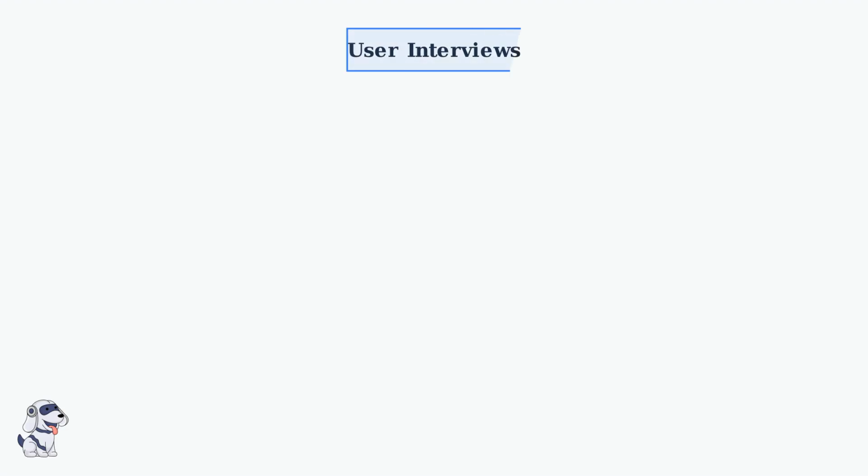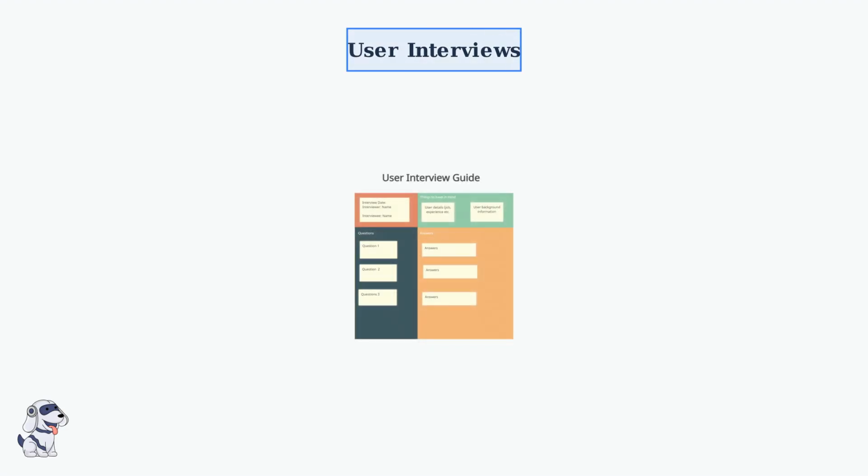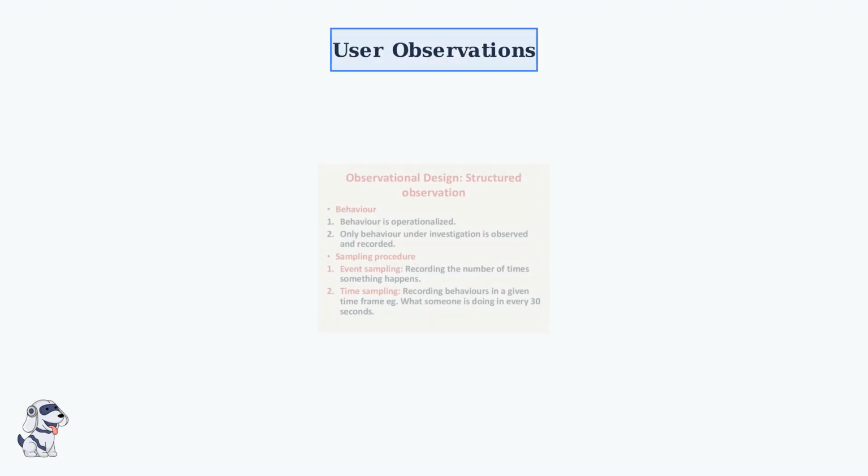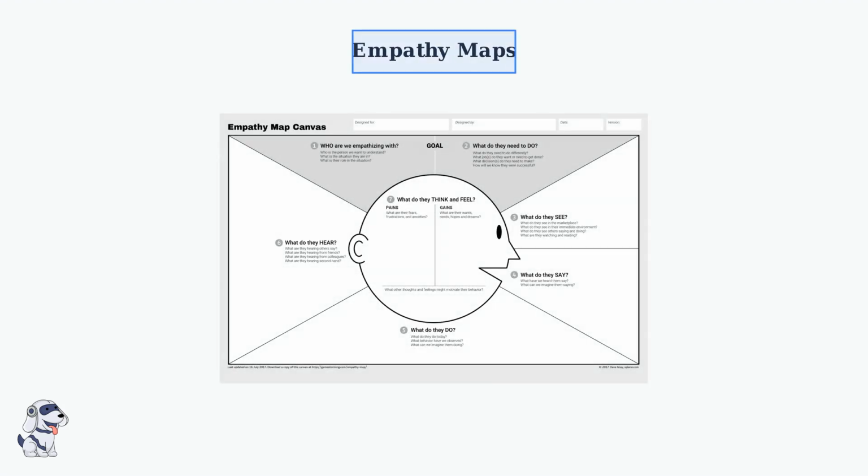User interviews are structured conversations that reveal user needs, motivations, and pain points. A well-designed interview guide helps ensure you gather comprehensive insights about your users' experiences. Observations involve systematically watching user behavior in their natural environment. This method captures what users actually do, not just what they say they do, revealing important insights about their real-world interactions.